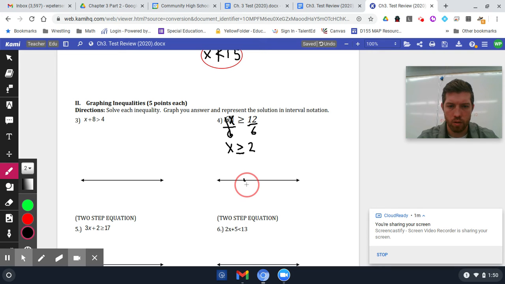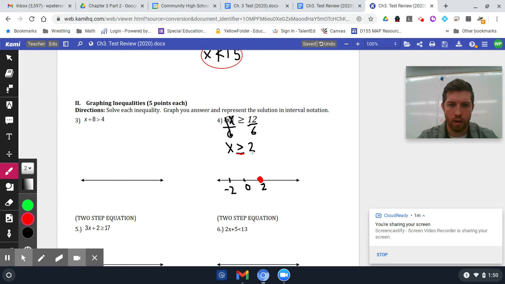We need to show our 0. We need to show a 2. All right, I'll show a negative 2 so you guys know where the negatives are. Now we have x is greater than or equal to 2. So we know we're going to have a closed circle because of this line. Remember, whenever we see a line there, we have a closed circle.